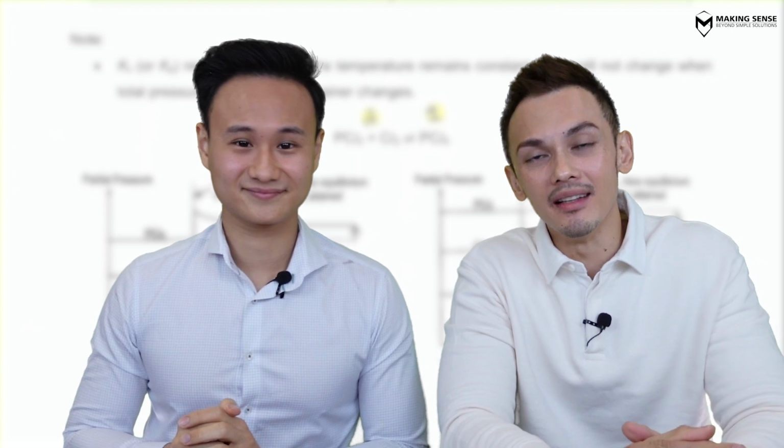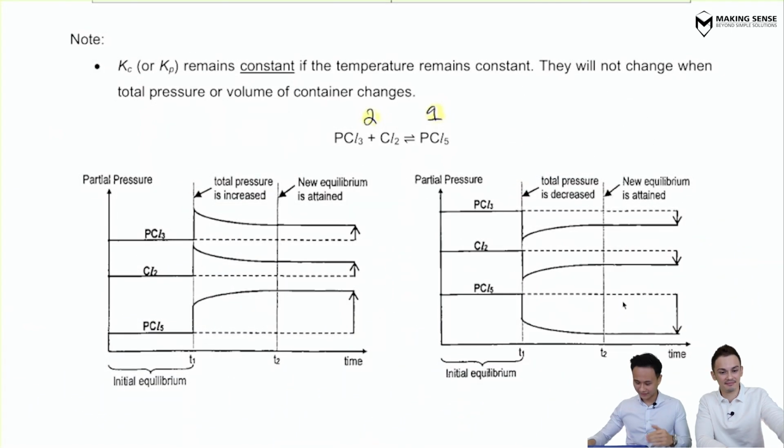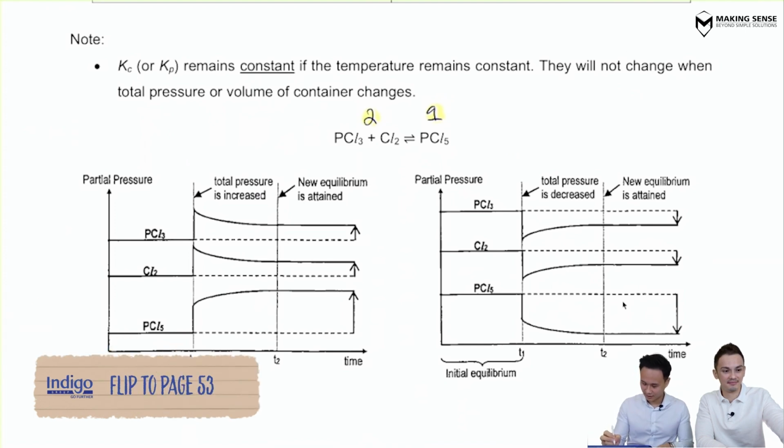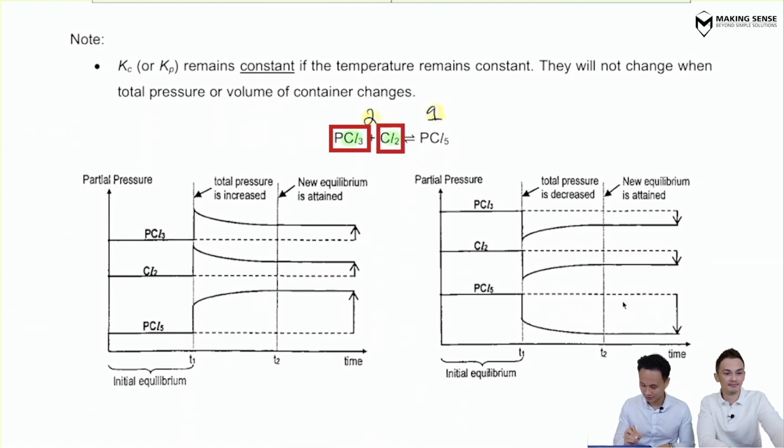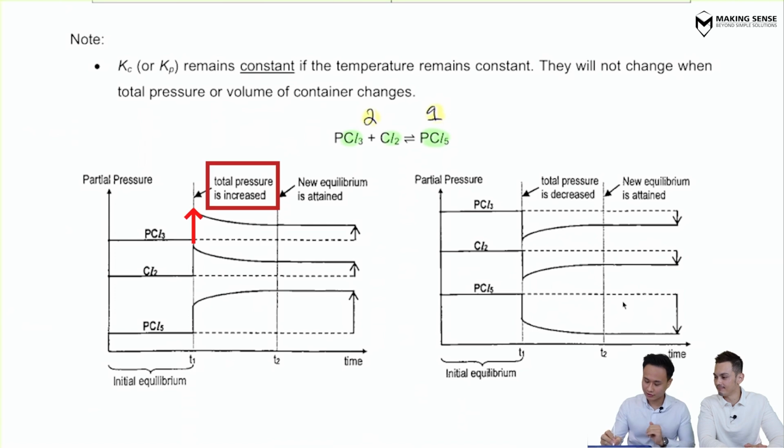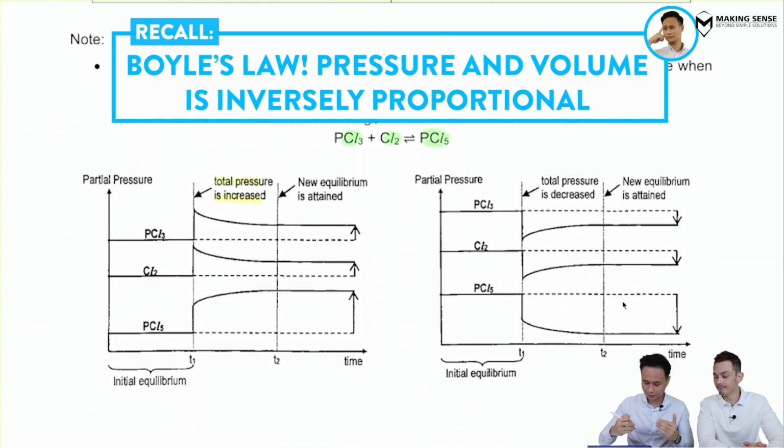Alright, now let's visit the first one, which is pressure. Again, we have this system set up here. We have a reversible reaction between PCl3 and Cl2 to form PCl5. Now what we're going to do is increase the total pressure of this entire system. Recall from your gaseous state how we do that. We can perhaps decrease the volume, but I won't go into it. Anyway, we're going to increase the total pressure of the entire system.